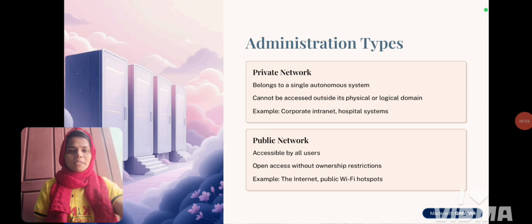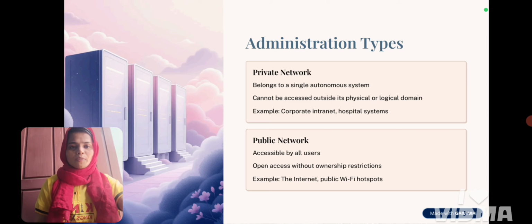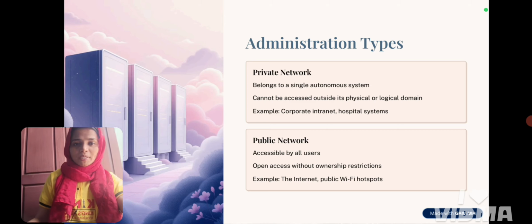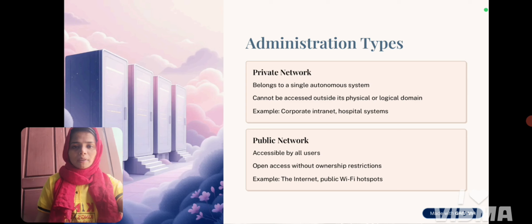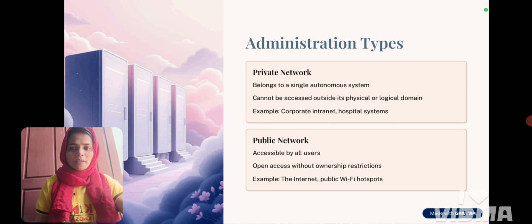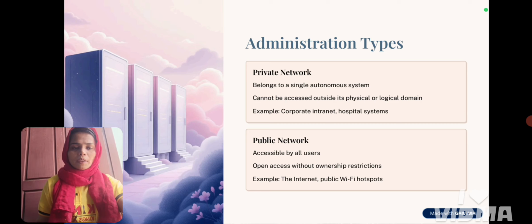Okay. Then administration types. Administration means, as I already told, there are two types of administration, private network and public network. Private network means if I want to send information in a protected manner, like confidential information, then I will use a private network. For example, if I run an organization or a company and I have more than one branch, then I can connect those branches together to share the information among them. In that case I will use a private network.